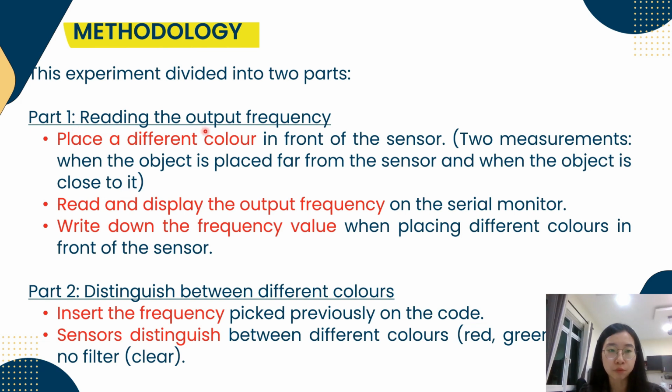Part 1 is reading the output frequency. Firstly, place a different color in front of the sensor. 2 measurements here, when the object is placed far from the sensor and when the object is close to it. Secondly, read and display the output frequency on the serial monitor. Thirdly, write down the frequency value when placing different colors in front of the sensor.